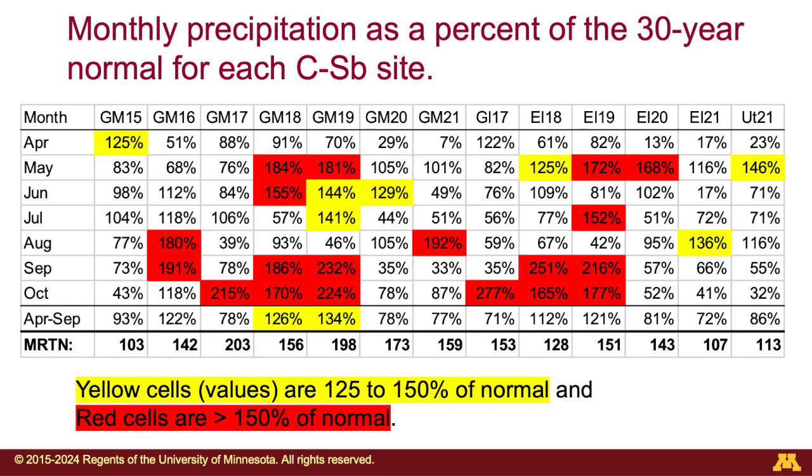When you see red boxes, those are months that had greater than 150% of normal rainfall, or 50% more than normal. If the boxes are yellow, they fall between 125 and 150. So if you see sites that have a lot of red boxes, like this one here in Grand Meadow in 2018, and this one in Grand Meadow in 2019, and over here in Elgin in 2018 and 19, those are sites that were very wet.